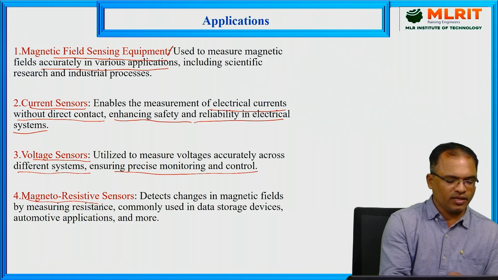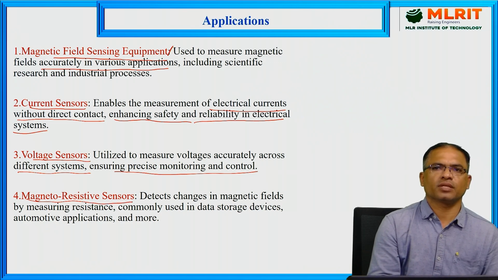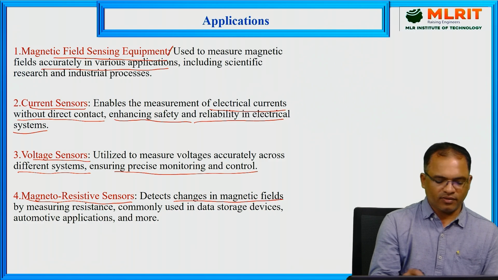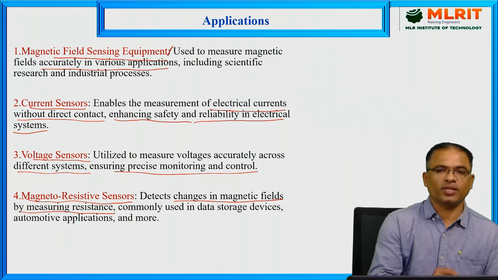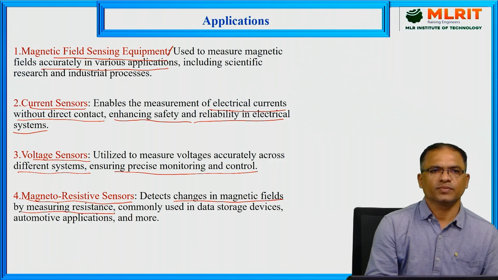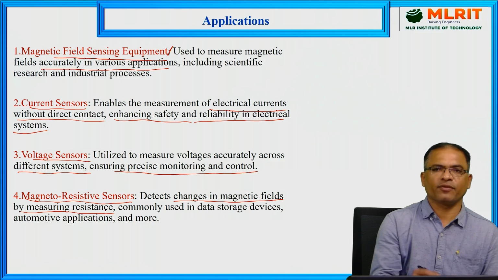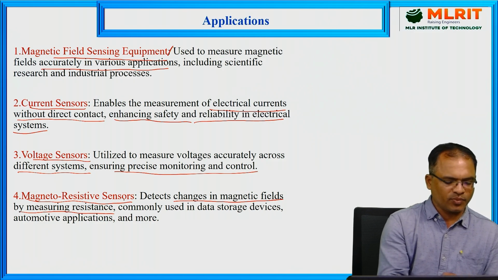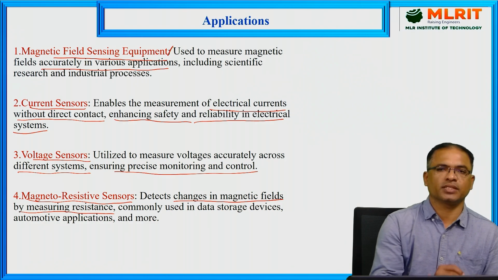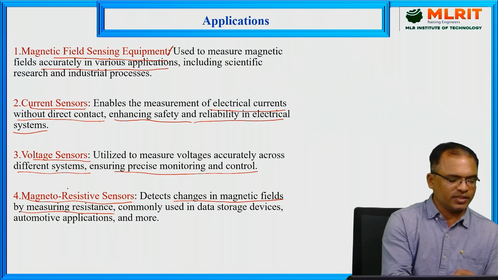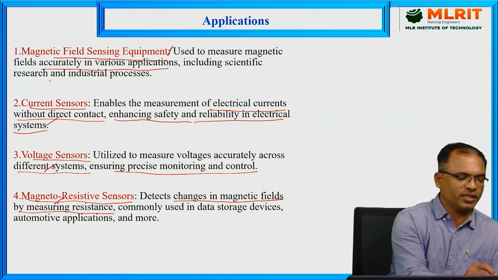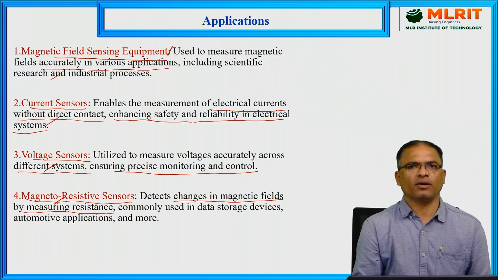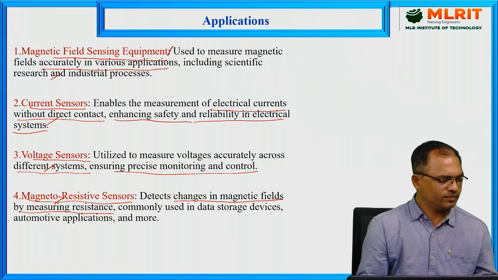And finally, magnetoresistive sensors are also there, where the resistance of the material will change with respect to the magnetic field. That is the magnetoresistance property that is used in magnetoresistive sensors. In all these devices that I have mentioned here, Hall effect is used. Like that, Hall effect has so many applications.